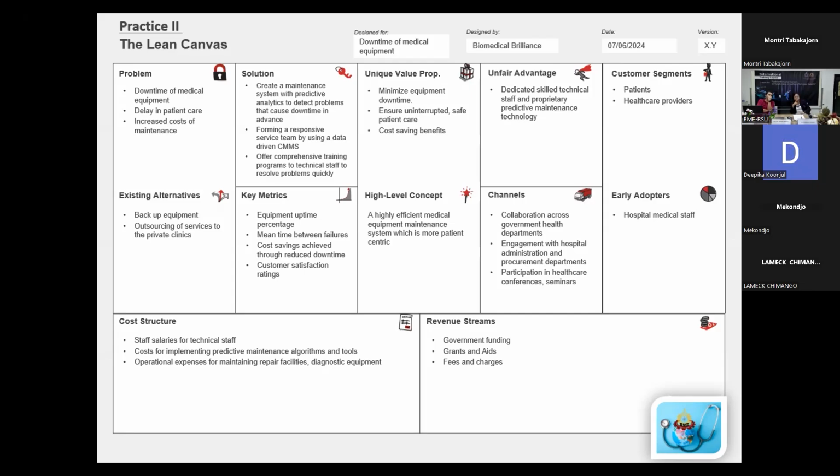Therefore, to conclude, the implementation of a lean canvas to address the problem of downtime of equipment, delay in patient care, and increased maintenance cost is achievable. By making use of technology, we can focus on value creation and improve patient care. Thank you for your attention.